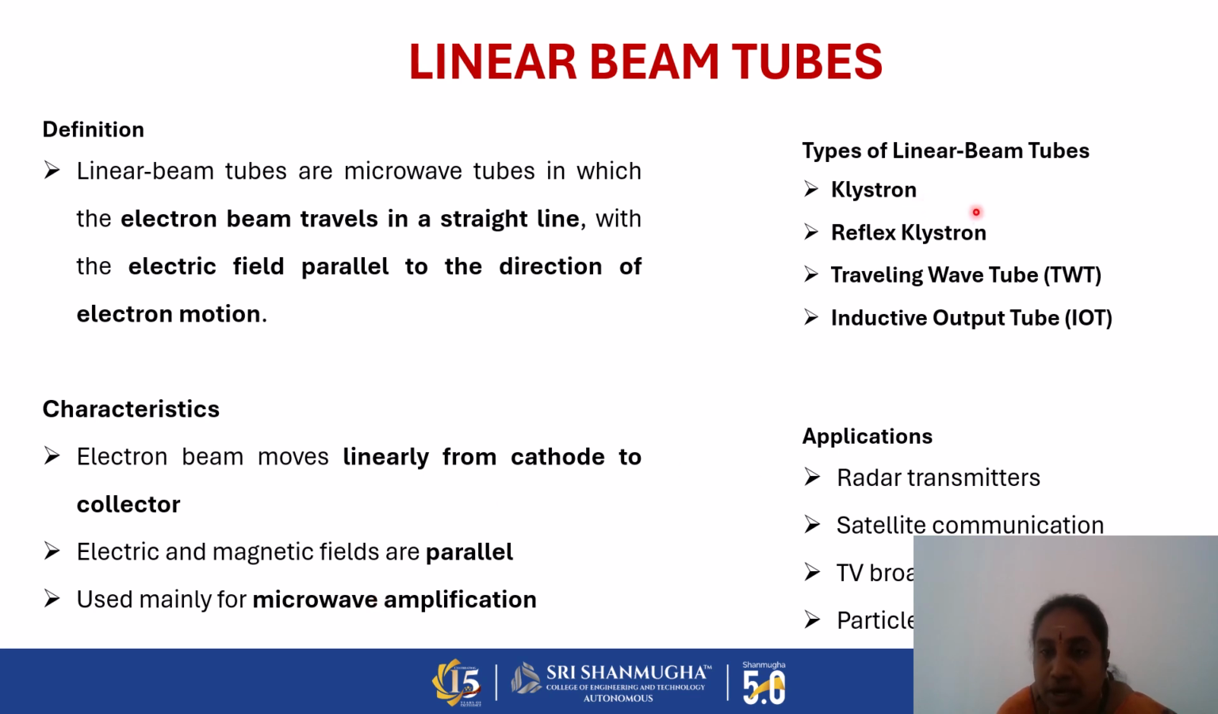These are a few linear types: klystron, reflex klystron, TWT, and another one, the inductive output tube. Mainly we cover only three types of tubes in the general amplification process as well as in the oscillator process of the microwave system. These are the main applications of linear beams: radar transmitters in general, satellite communication, and television broadcasting. In these sectors we use only the linear beam tubes of the microwave system.